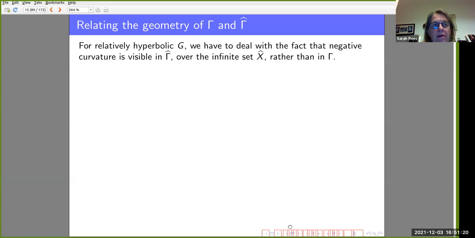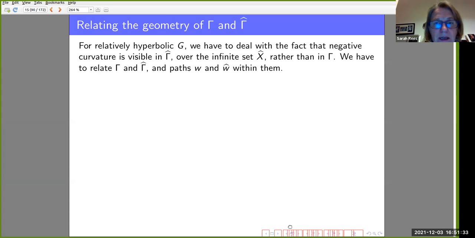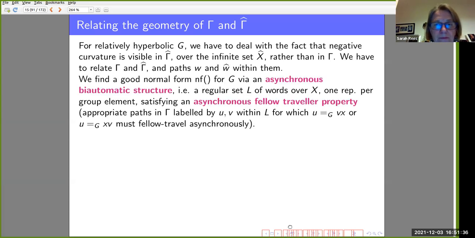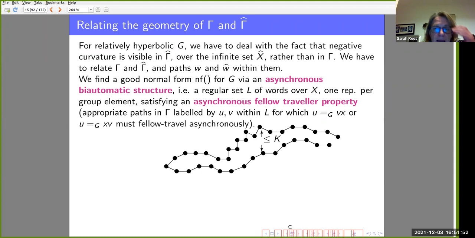And we don't have short lex minimal geodesics that are tremendously well behaved, but we do have some automaticity going on. And putting the two together, we can deal with this. So since we don't have short lex minimal geodesics, we find something to replace that. And we replace the short lex minimal geodesics in the hyperbolic group with an asynchronous biautomatic structure. So that's to say, we have a regular set of words that satisfies an asynchronous fellow traveler property.